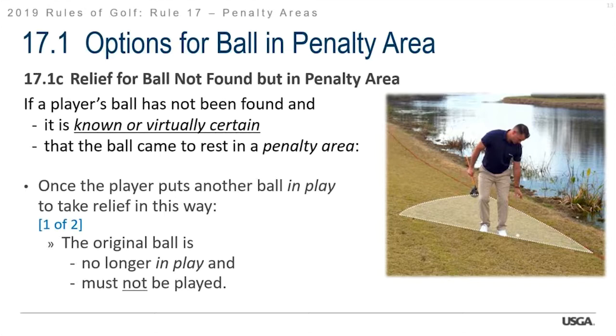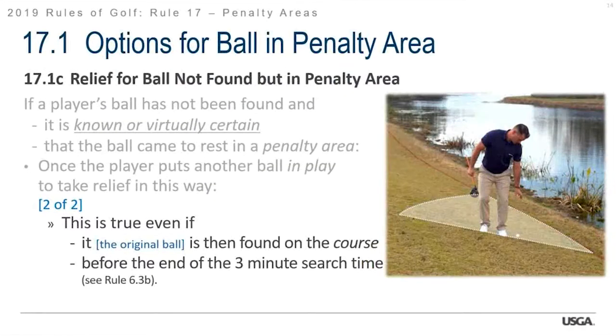So if that ball is at rest in the penalty area, as it is here in this example, once you put a ball into play and take relief this way, the original ball is no longer in play. So as I mentioned, if we have knowledge or virtual certainty and this player here drops into the relief area and we find the ball afterwards outside of the penalty area, the original ball is now lost and cannot be played. We are proceeding correctly underneath the rules here in this situation. Okay, and like I said, that's true even if it's found within the 3-minute search.